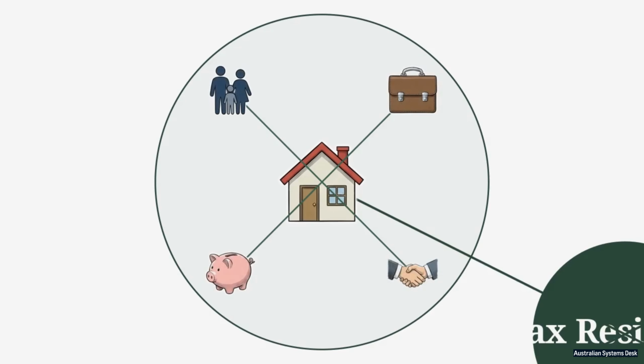This looks at whether you reside in Australia according to the ordinary meaning of the word, focusing on your physical presence and the nature of your stay. The ATO examines your family ties, employment, assets, and social arrangements. Even a temporary work assignment can lead to tax residency if you establish a settled life here.